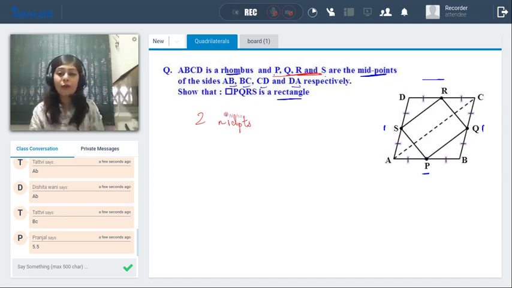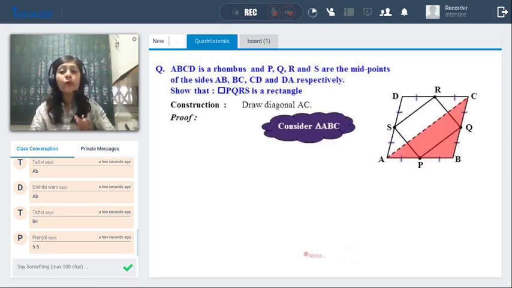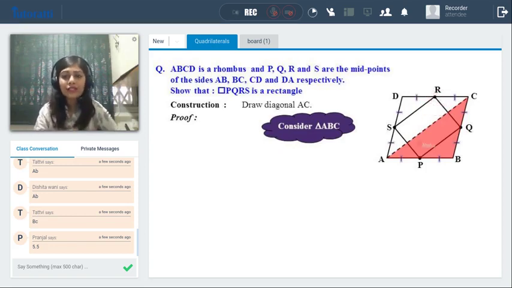Now, to apply the midpoint theorem, students, we have the first construction here. We need triangles, so we have joined one diagonal, AC, of the rhombus. Now our rhombus has been divided into two triangles. Students, pay attention. Look at this highlighted pink triangle. I have P as the midpoint of AB given to me, and Q as the midpoint of BC also given. So can we apply the midpoint theorem? Yes, obviously we can.